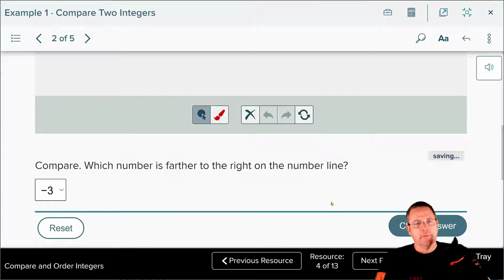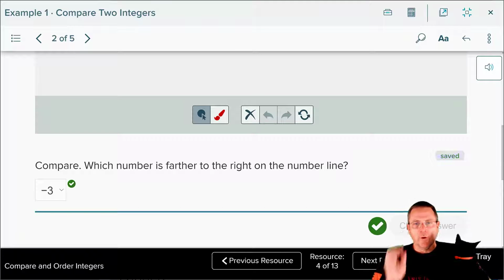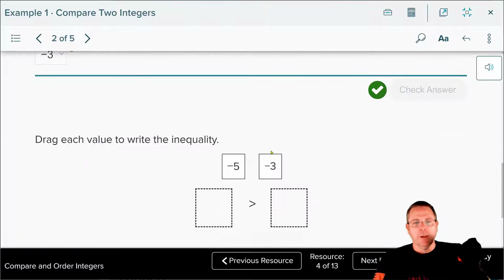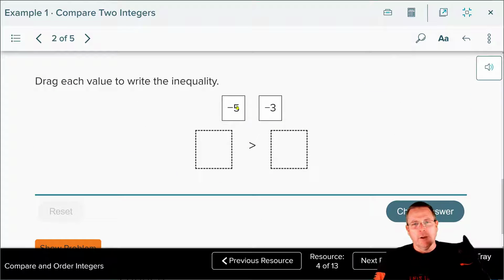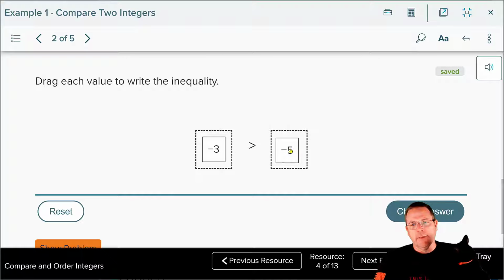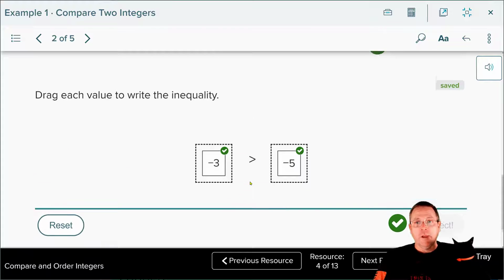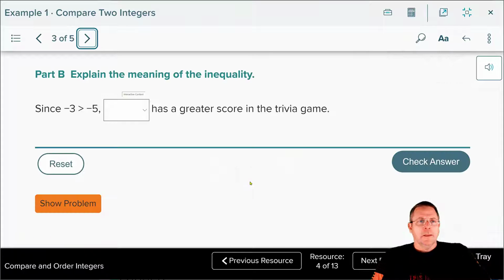That's going to be negative 3. Negative 3 is farther to the right, so that is going to be our bigger number. So in our inequality, we're going to say that negative 3 is going to be eaten by the alligator, while negative 5 is going to be ignored. Really easy stuff here. Now part B wants us to explain the meaning of the inequality.